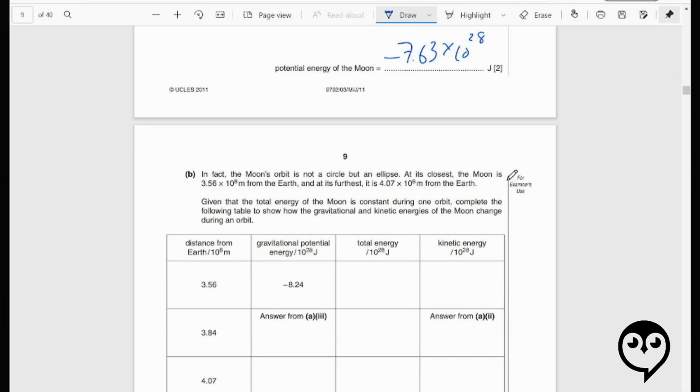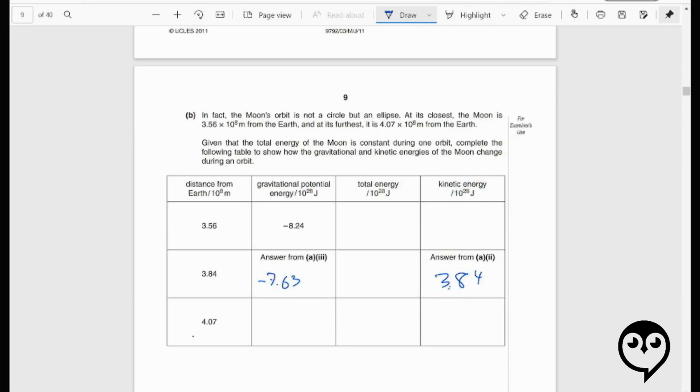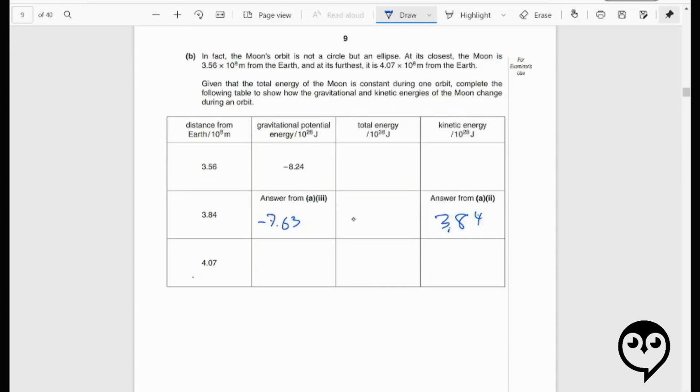Going to plug in these answers from up above down here. Given that the total energy of the moon is constant during one orbit, we should be able to complete the table. Right, okay. So we add these two values together. You'll get negative 3.79. Negative 3.79 minus negative 8.24, and I get here 4.45.